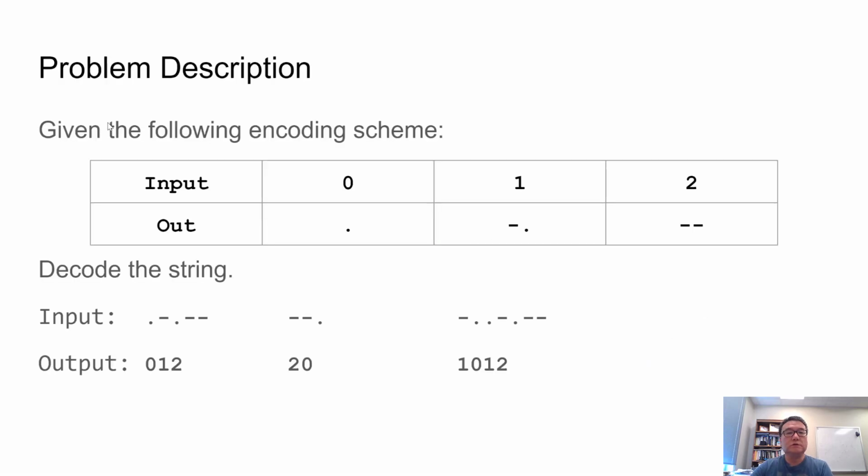Now let's look at the third example problem. So this is an encoding decoding problem. So it's a very common string problem. So we have an encoding scheme.